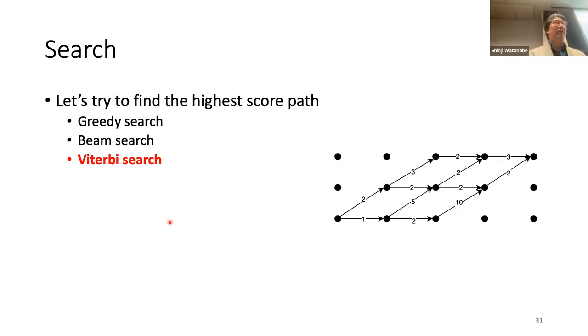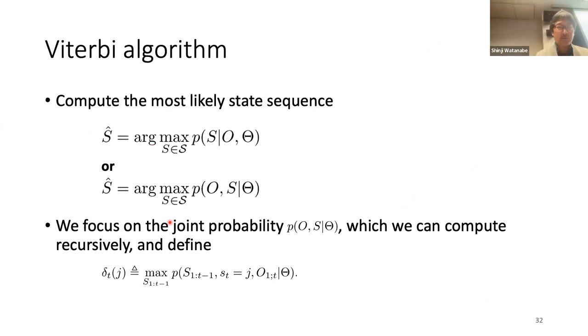And the next one is the Viterbi. And the Viterbi is actually not based on approximation. We can get the highest score path by using a special algorithm. So Viterbi is actually starting from either the state posterior or the joint distribution. Either is fine. And in our formulation, we are using the joint distribution of the observation and the state, the complete data likelihood. And then the Viterbi algorithm tries to focus on this value.